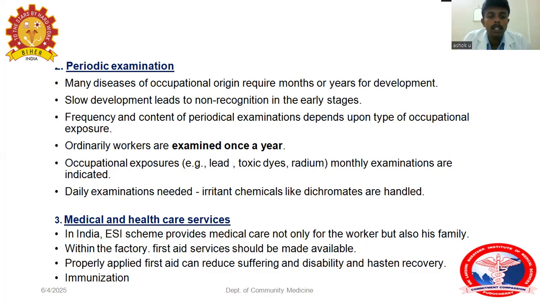So next is your medical and healthcare services. In India, the Employees State Insurance scheme provides medical care not only for the worker but also his family. Within the factory, first aid services should be made available, and properly applied first aid can reduce suffering and disability and hasten recovery. And immunization should also be kept in mind for the health workers.